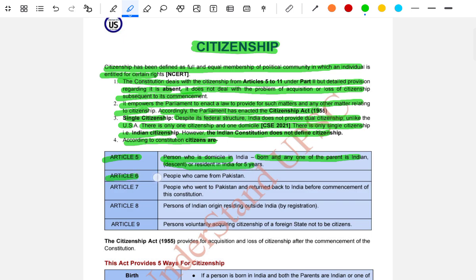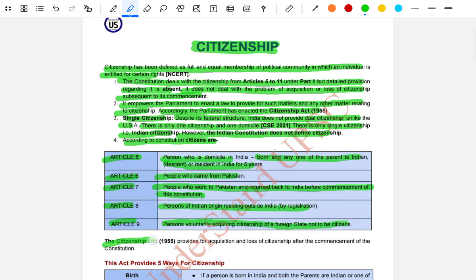Article 6: people who come from Pakistan. Article 7: people who went to Pakistan and returned to India before the commencement of this Constitution. Article 8: persons of Indian origin residing outside India, by registration. Article 9: a person who voluntarily acquired the citizenship of a foreign state shall not be a citizen.